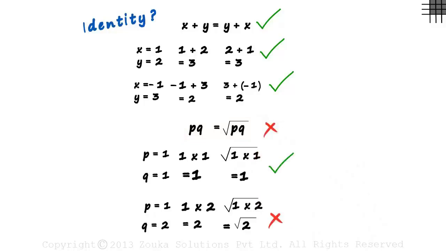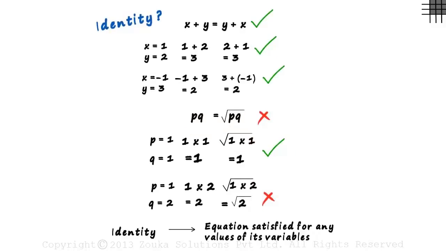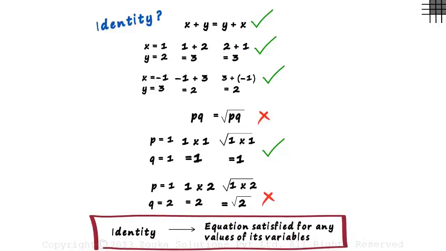So if we have to summarize, we say that an identity is an equation that is satisfied for any values of its variables.